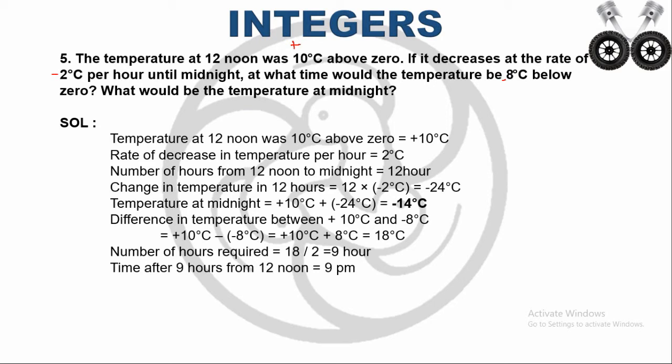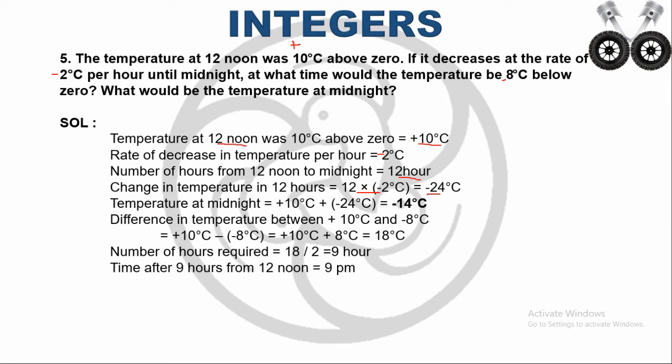For the very first, I write what is the temperature at noon. The temperature at noon is plus 10 degrees Celsius. The rate of decrease in temperature is 2 degrees Celsius, that is denoted here as minus 2 degrees Celsius. So how many hours will be there between 12 noon to midnight? From 12 noon to midnight there are 12 hours. Each hour, how much is the temperature decreased? It is decreased by 2 degrees Celsius. So we can find the temperature change for the 12 hours. That means you have to multiply 12 into 2 degrees Celsius. You will get the answer as minus 24 degrees Celsius.